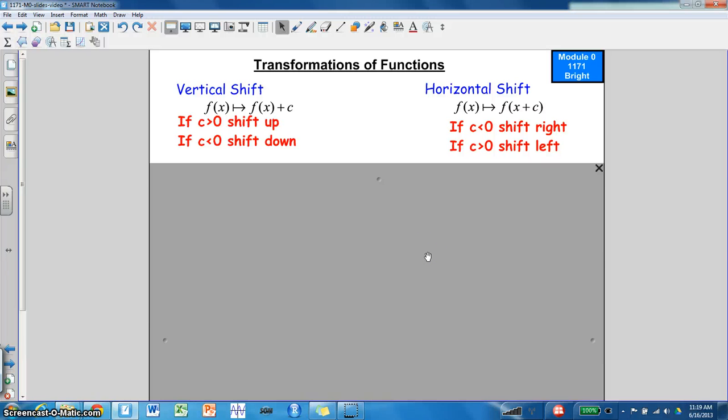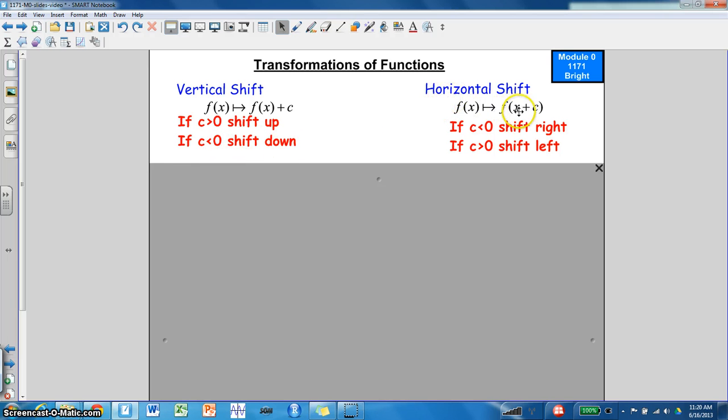Okay, we're going to review transformations of functions, and there's six basic transformations that you can apply to a function. Technically, you could probably classify it as four, but we're going to break it into six. The first two are shifts. So vertical shifting, shifting it up or down. If we go from a function to the same function plus a value of c, if c is greater than zero, it's a shift up. Less than zero, it's a shift down.